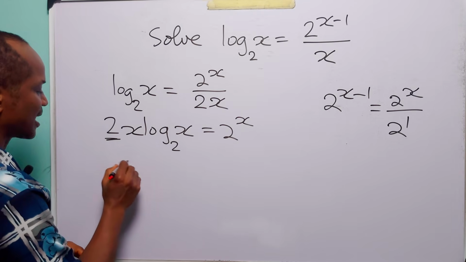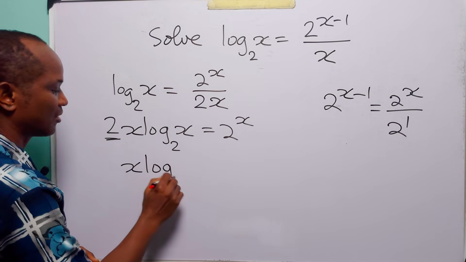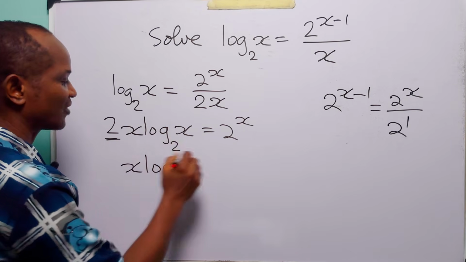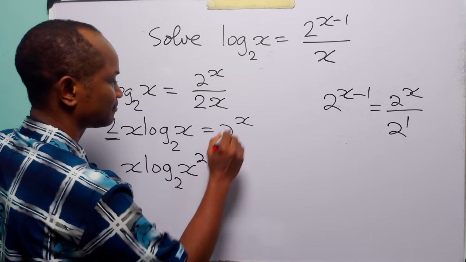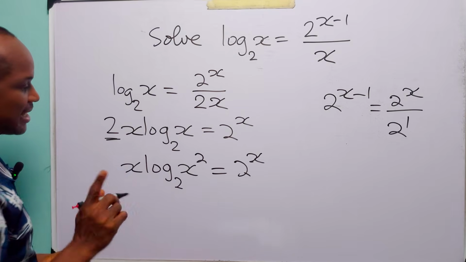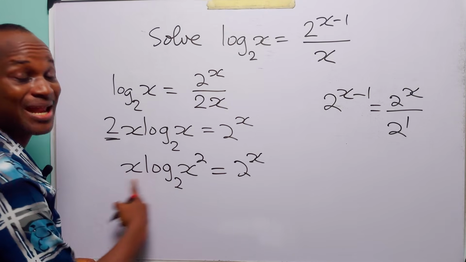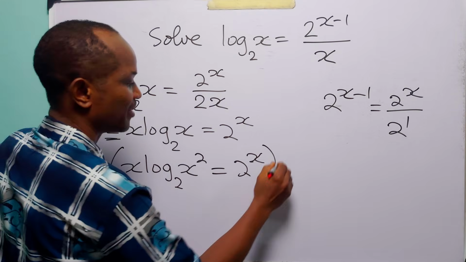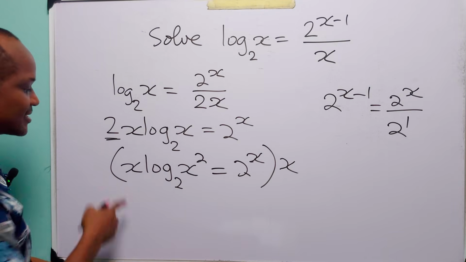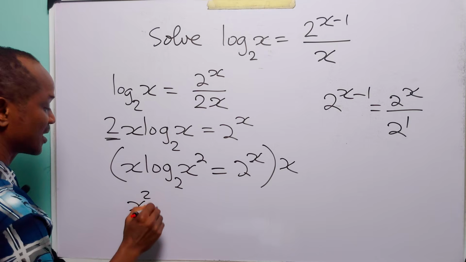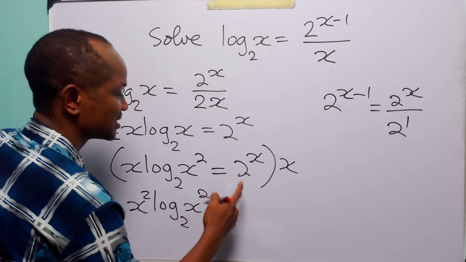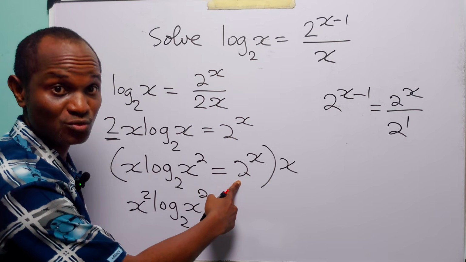So when we do that, here we have x times log to base 2 of x. 2 now goes up to become the exponent of x. So this is x squared. And here we have 2 to the power x. Now, the next thing we are going to do is multiply through this equation by x. When we do that, of course, you know that x times x is x squared. So we have x squared times log to base 2 of x squared. And of course, this is equal to x times 2 to the power x.